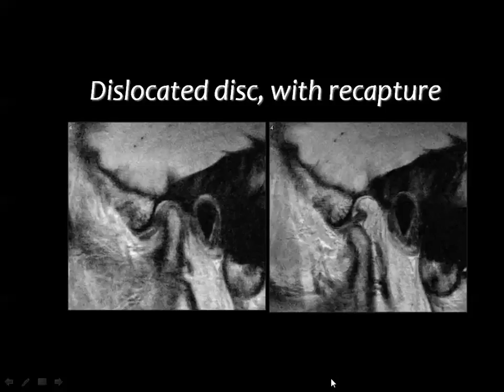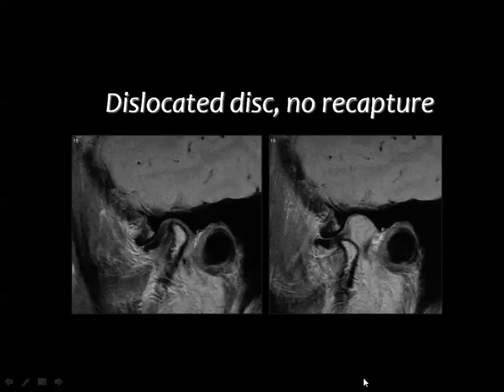And this is also another example. The disc is displaced anteriorly. This is the articular disc, and this is the head of the mandible. Then most of the disc is anterior to the mandibular head. And after opening the mouth, the disc has recaptured its normal position with the narrow zone or the intermediate zone between the articular eminence and the mandibular head.